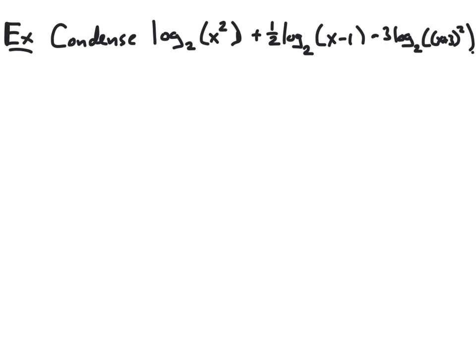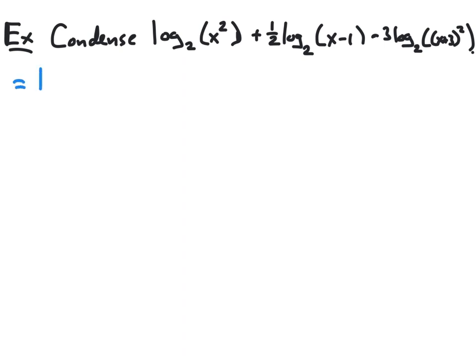In this example, we want to condense log base 2 of x squared plus 1/2 log base 2 of x minus 1 minus 3 log base 2 of x plus 3 quantity squared. And we want to write this ultimately as a single logarithm. And so, like the previous example, we'll go term by term and simplify.